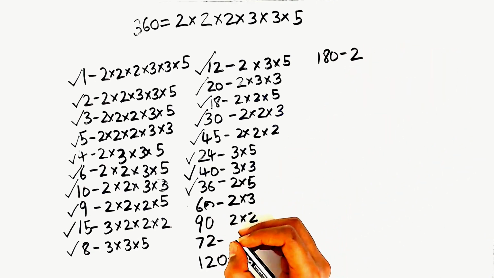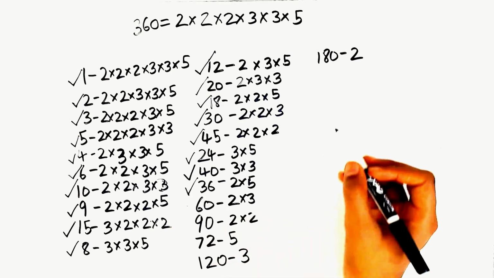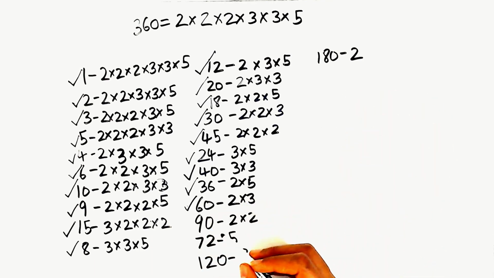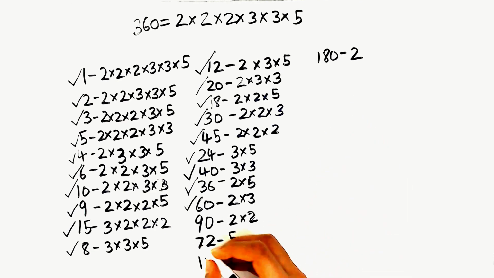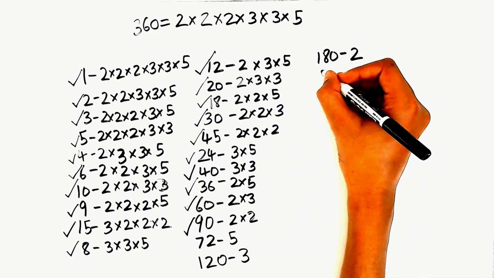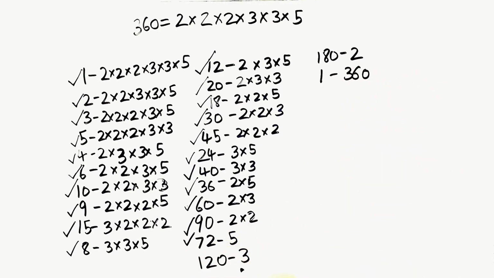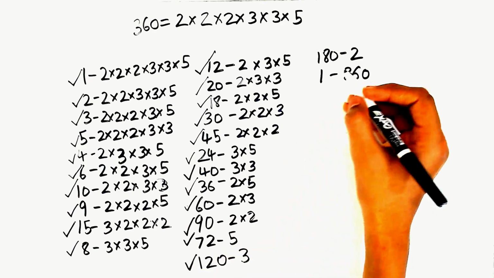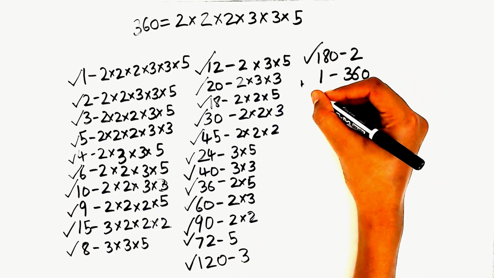So we're done with 36 and 60. 120 and 60 times 3, 180. We already have those. And for 90, 90 times 2 is 180. We already have that. 72 times 5 would be 360. So 360, we're done with that. 120 times 3 is 360. We already have that. And 180 times 2 is 360. So we already have that. And 1 times 360 is 360.